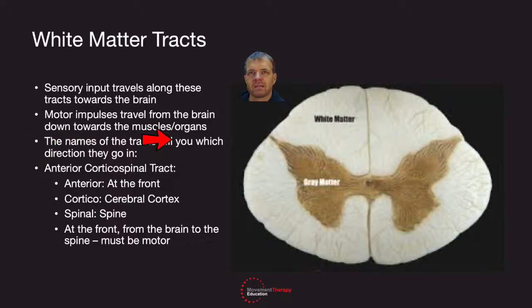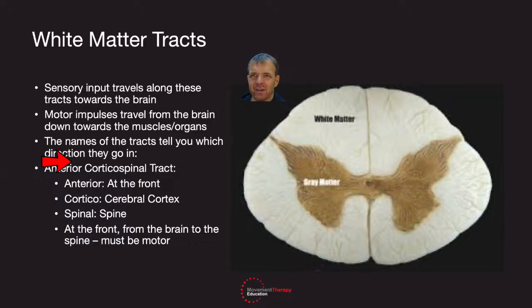The names of the tracts tell you which direction they go in. Okay, so if we have a look at this, this is one of the tracts. I'll explain what they all do. Some of them are more important for musculoskeletal clinicians or people who work with MSK than some of the others. And if you go into neurophysio, then you'll go into this in a lot more detail.